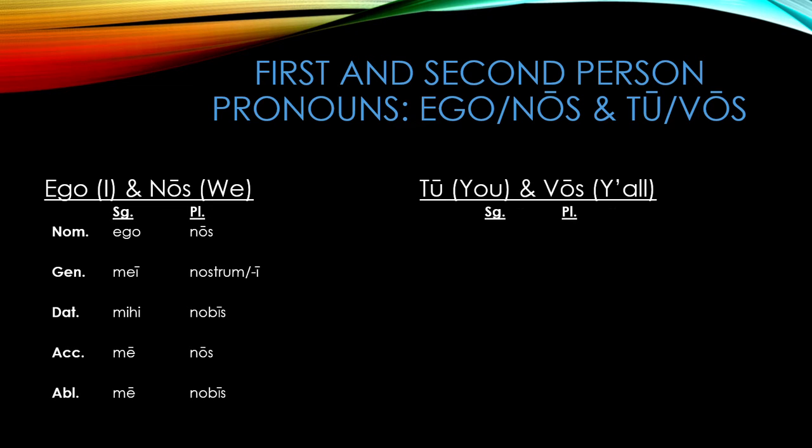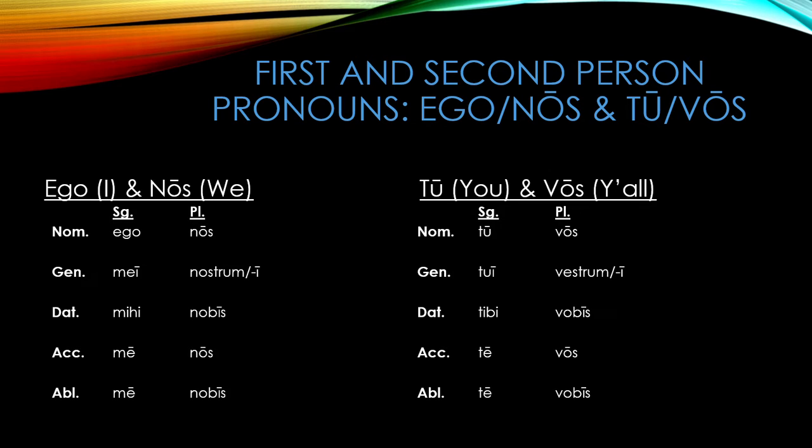The second person singular pronoun is tu. It declines as follows. Tu in the nominative, tui in the genitive, tibi in the dative, te in the accusative, and te in the ablative. It is translated as you.